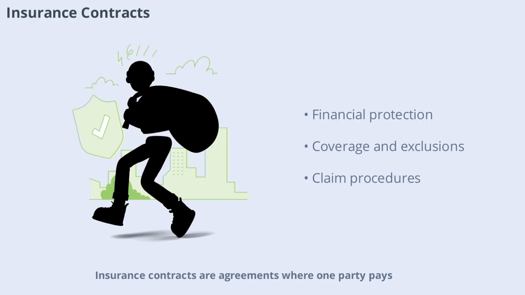Insurance contracts are agreements where one party pays premiums in exchange for financial protection against specific risks. These contracts detail the coverage, exclusions, and claim procedures. Insurance contracts provide peace of mind by ensuring compensation in case of loss or damage.